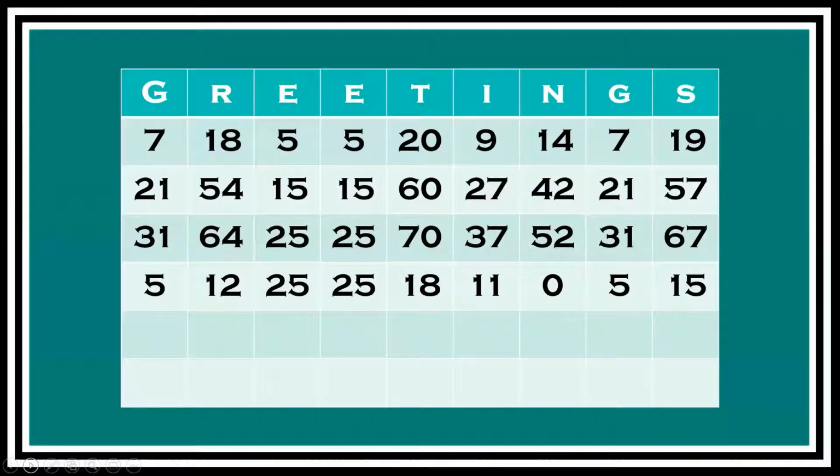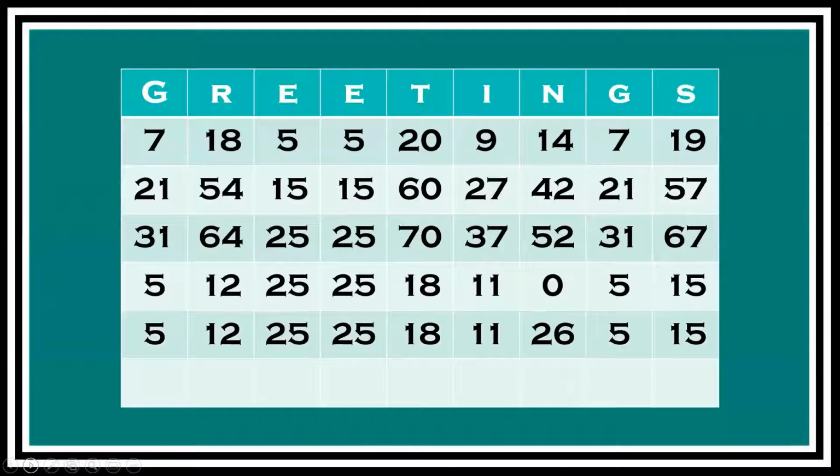And if you look at the 4th row of numbers there, that's exactly what you see. The numbers are 5, 12, 25, 25, 18, 11, 0, 5, and 15. So all of those are between 0 and 25. Now, if you had any zeros, they should be replaced with 26. So we see in the third column from the right, we had a 0. We have replaced that 0 with a 26. We have not changed anything else.